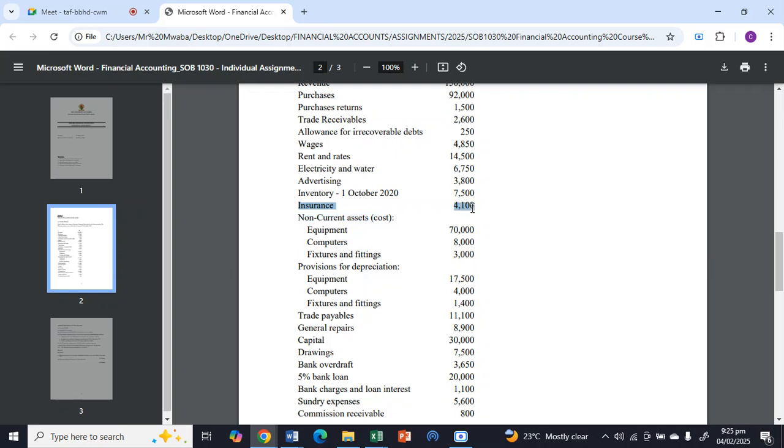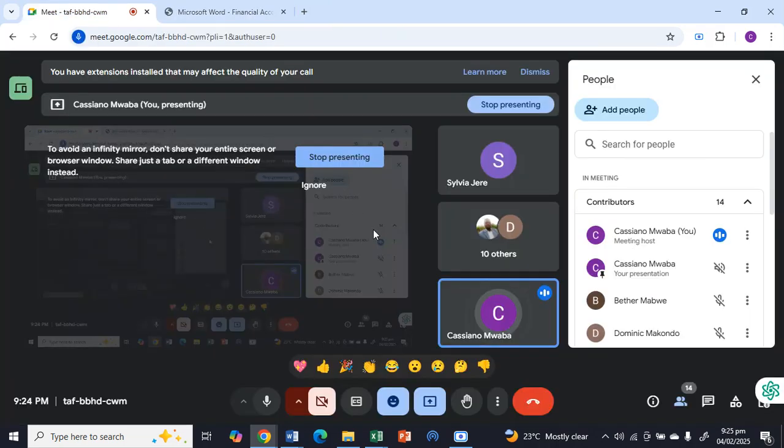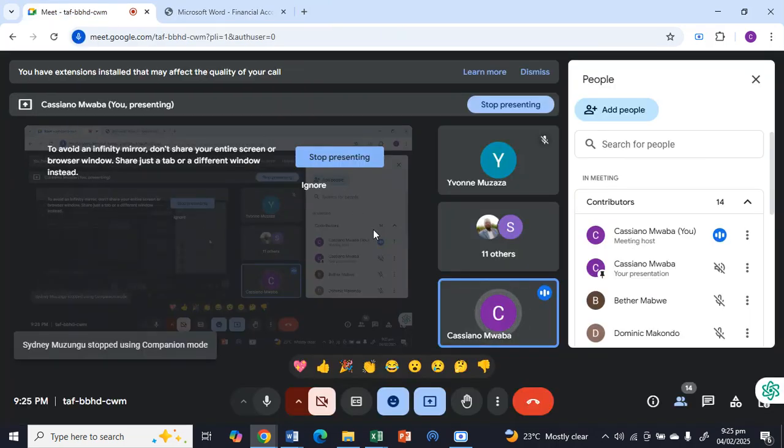Insurance. Okay, we know where this goes. This is an expense in the income statement. Non-current assets. Colleagues, where are these going to go? Yes. Provision for depreciation. This is a contra asset account. It's also called accumulated depreciation.